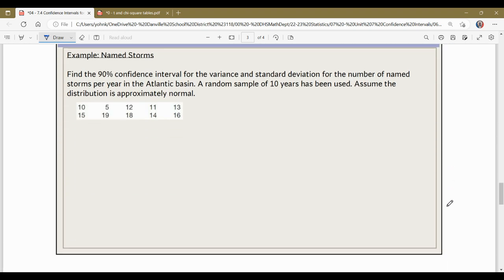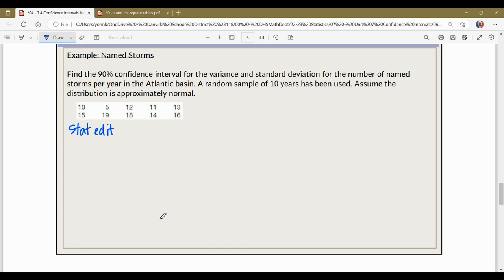Find the 90% confidence interval for the variance and standard deviation for the number of named storms per year in the Atlantic Basin. A random sample of 10 years has been used. Assume the distribution is approximately normal. All right, so they give us a bunch of data this time. That means that we're going to have to put this into our calculator using stat edit.